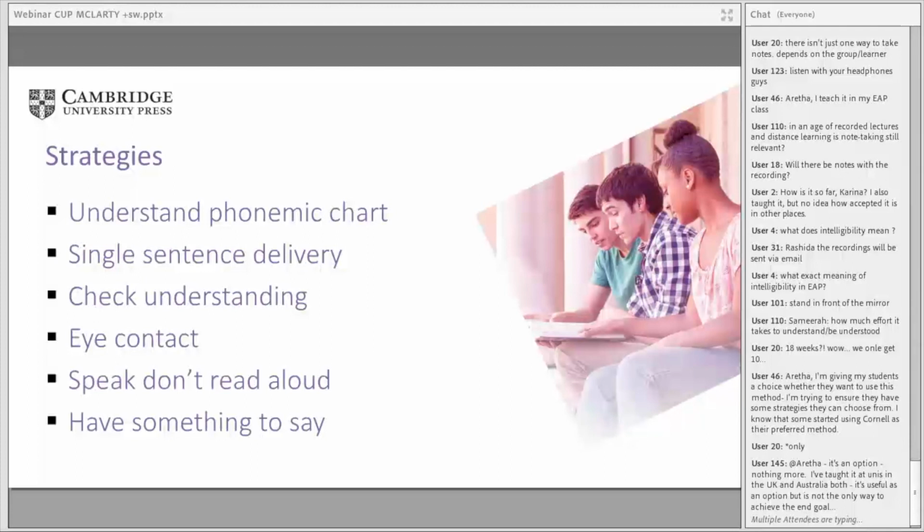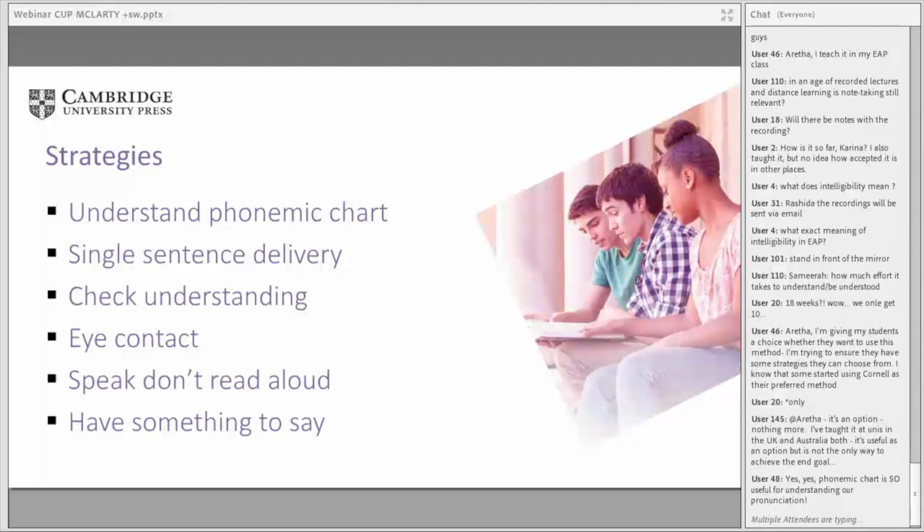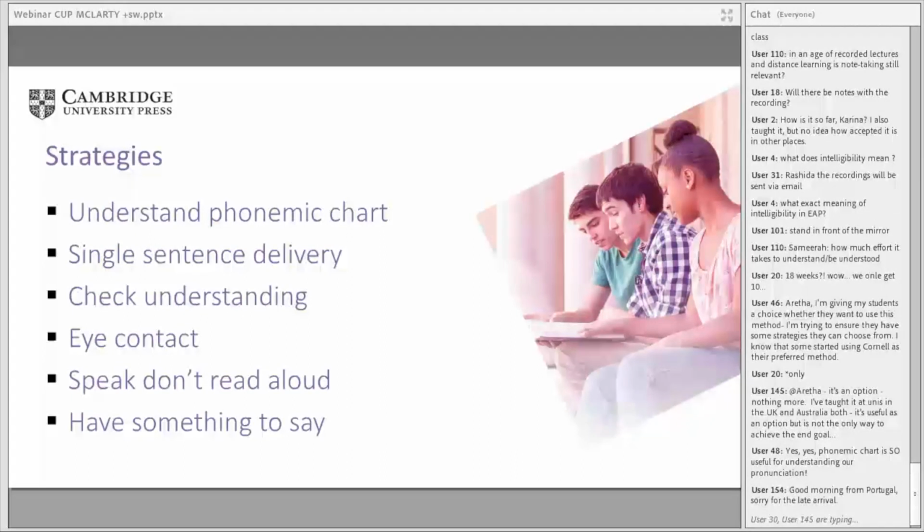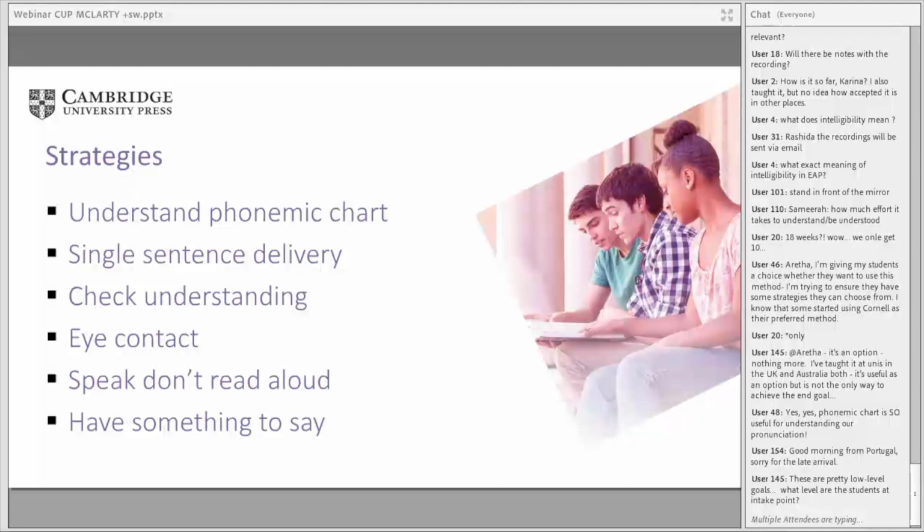We like to do a lot of work on single sentence delivery. So just working at sentence level, getting them to really say a sentence as well as they possibly can. I think that once they've understood how to really stretch their standards high at a single sentence level, they can then push that up when they start to do slightly longer interactions and oral presentations. We work on getting them to check understanding when they're speaking, making sure that the person they are speaking to understands what they're saying, and using eye contact and good body language.